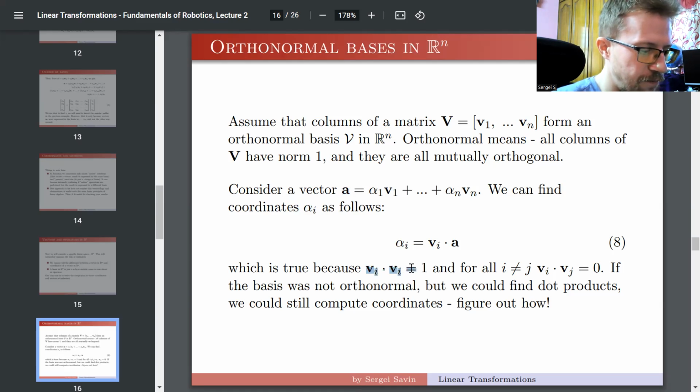The reason this is true is because we have two properties. One is multiply any vector vi from this basis with itself, and it will give you 1. Multiply vi with any other vector from this basis, and it will give you 0. So this is what you can use to prove this property.